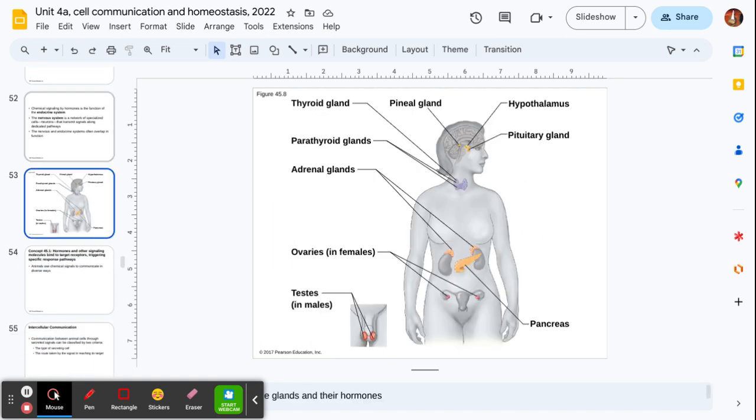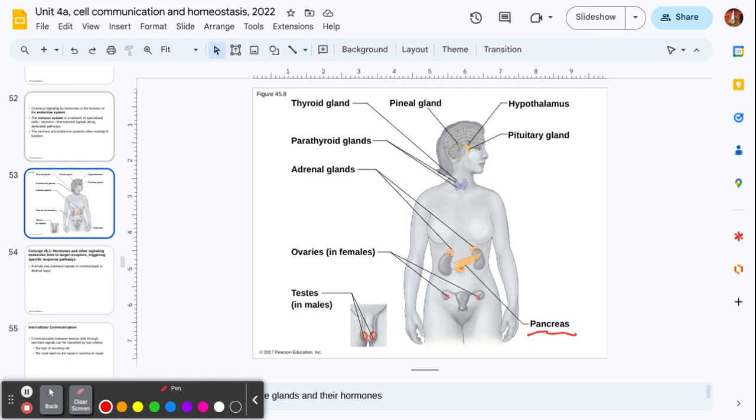So this is a picture of all of the different glands. A gland is just a group of cells whose function is to give off or secrete different hormones. So there's lots of them. Some of them you're probably familiar with, and some of them you're probably not. For example, we talked before about glucagon and insulin and how they regulate blood glucose. That would be the job of the pancreas.